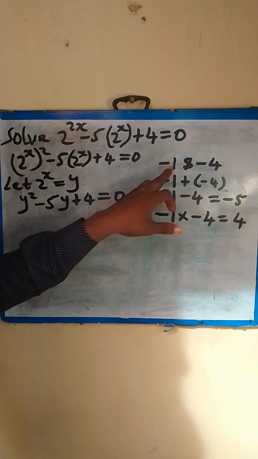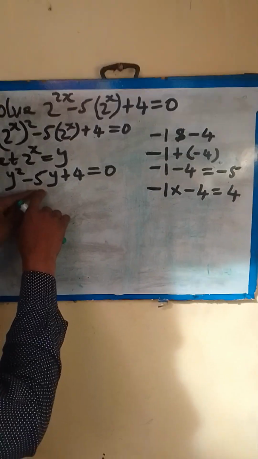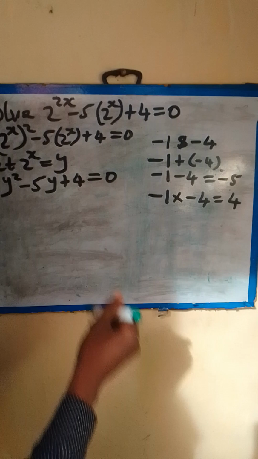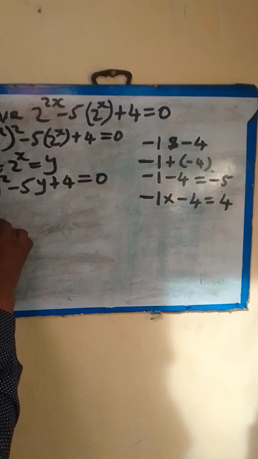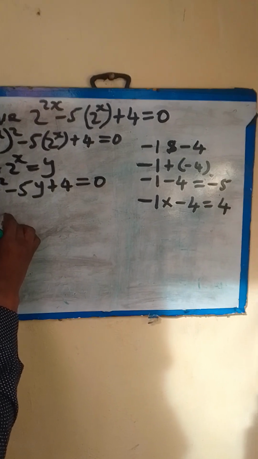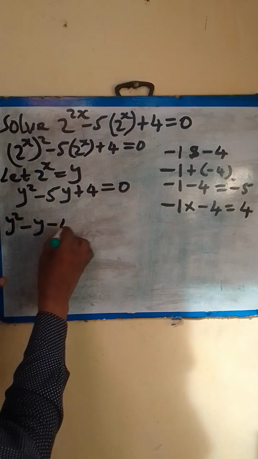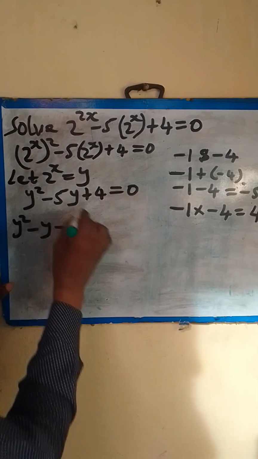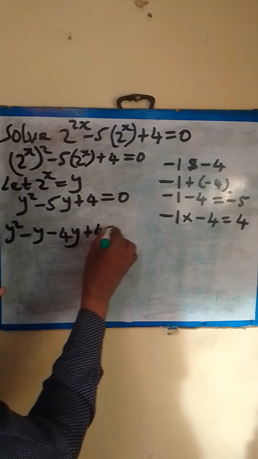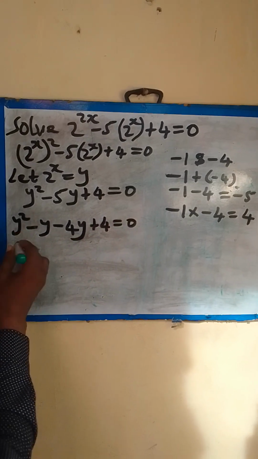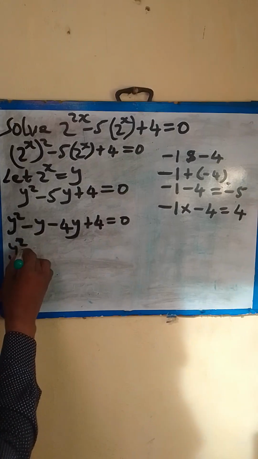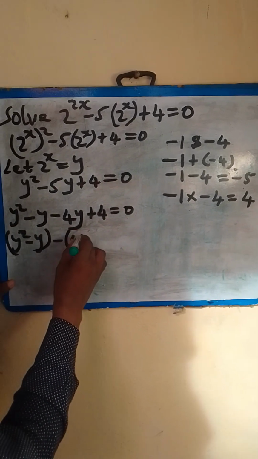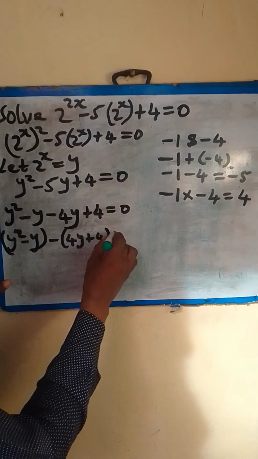So now we are going to substitute minus 5 here with minus 1 and minus 4. We are going to have y raised to power 2 minus 1, which is 1y, minus 4, which is 4y. So minus 1y minus 4y is minus 5y plus 4 is equals to 0. So now from here we put them in parentheses, like this, minus 4y plus 4 in parentheses.